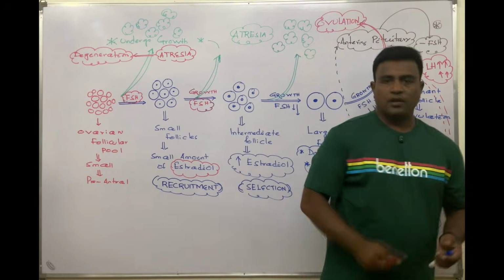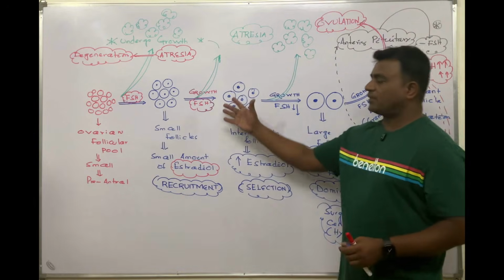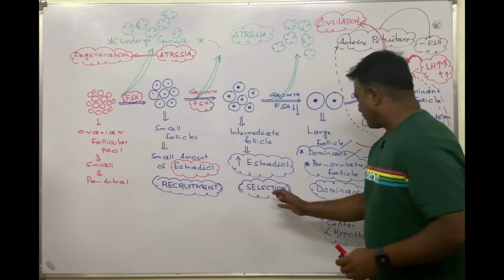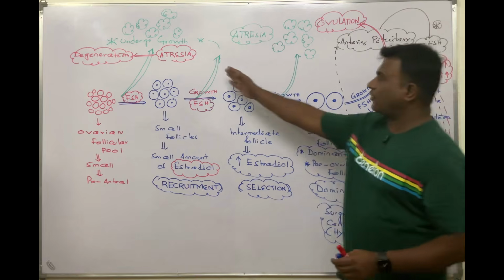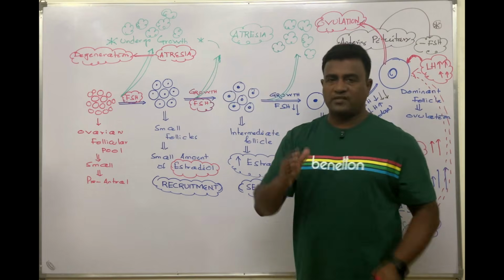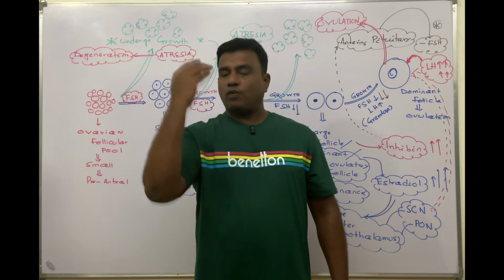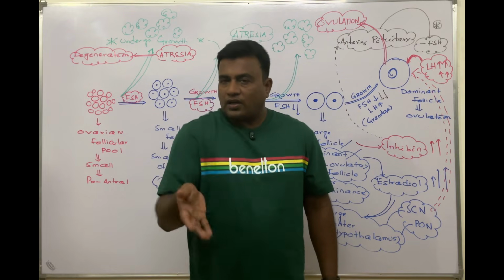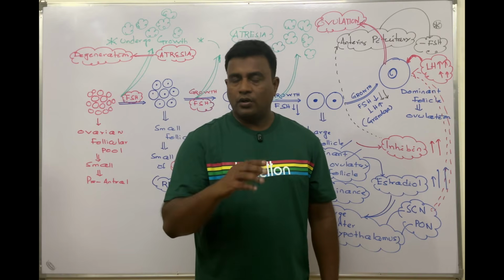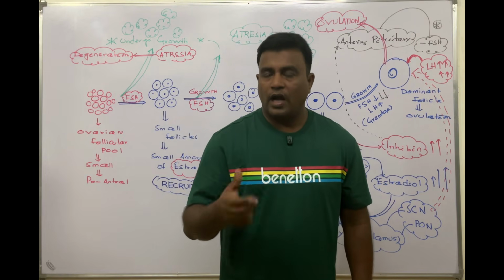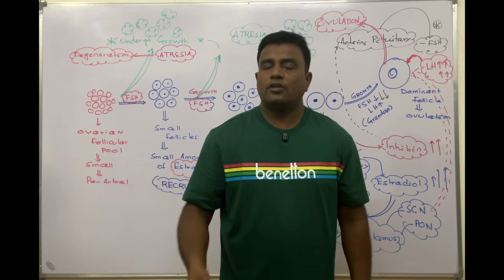In my next class, we'll see how these waves are there. What is the physiological basis behind this recruitment, selection and dominance? Why does atresia occur? Why is FSH sensitivity lost? Why does LH sensitivity increase? Why is estradiol increasing? What is estradiol doing? How are the hypothalamic surge centers and tonic centers activated? How is the LH causing the ovulation?